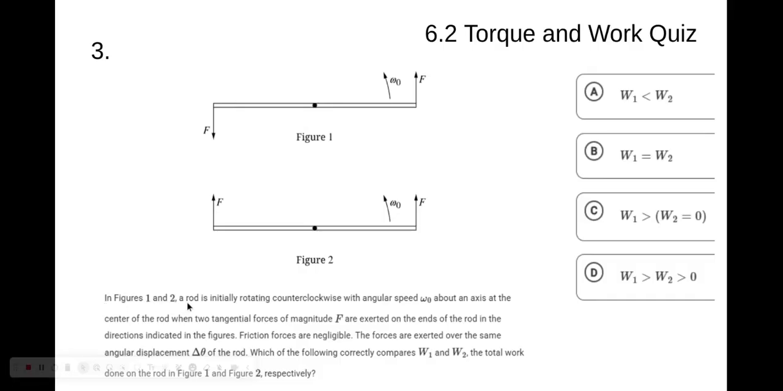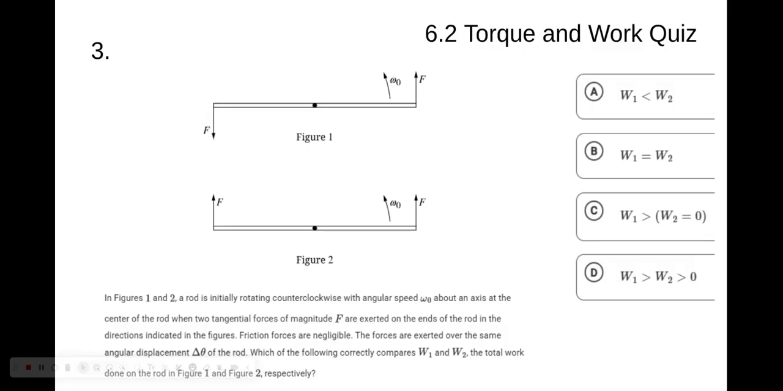In figures 1 and 2, a rod is initially rotating counterclockwise with an angular speed of omega naught about an axis at the center of the rod when two tangential forces of magnitude F are exerted on the ends of the rod in directions indicated in the figures. I'm assuming this is at two different times. Frictional forces are negligible. The forces are exerted over the same angular displacement of the rod. Which of the following correctly compares work in figure 1 versus work in figure 2?